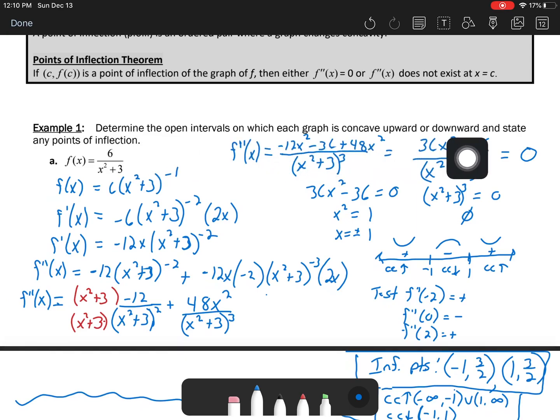Okay, determine the open intervals on which each graph is concave up or concave down, and then state any points of inflection.